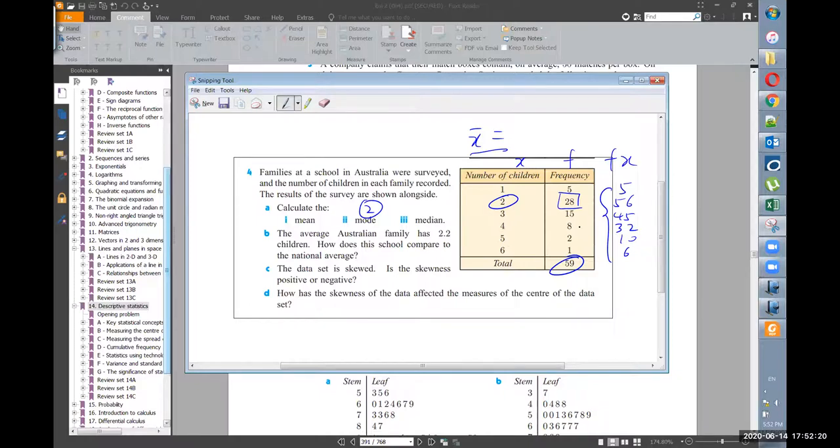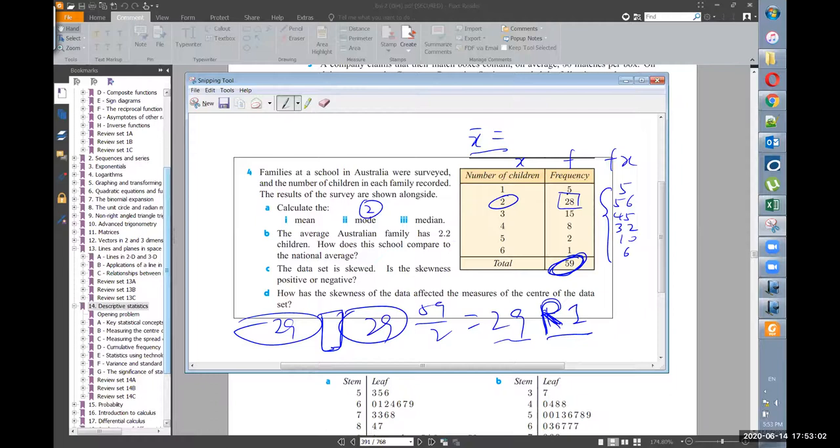The median is, basically, you have 59 families. You divide 59 by 2, and you will get 29 with a remainder of 1. So that means you have 29 here and 29 here, and the one in the middle is your median.